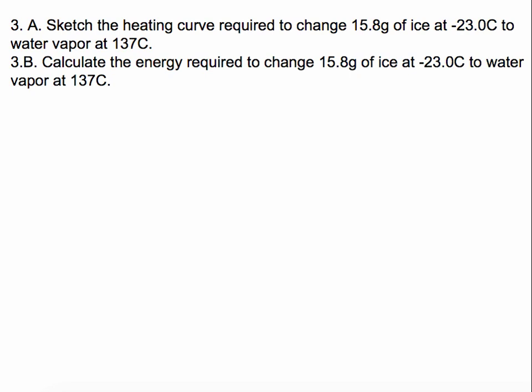So the first thing you want to do is sketch what I like to call the up over up over up. Now mark where you're starting, like we did on the other problem. We're starting at negative 23 degrees Celsius, and we have to go to water vapor up here at 137 degrees Celsius. Now divide the graph that you sketched into 5 segments: segment number 1, segment number 2, segment number 3, segment number 4, and segment number 5.